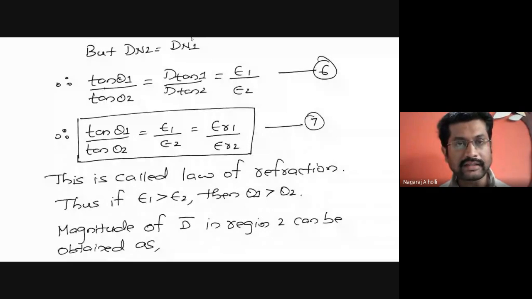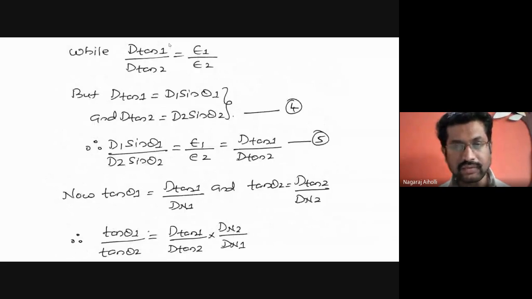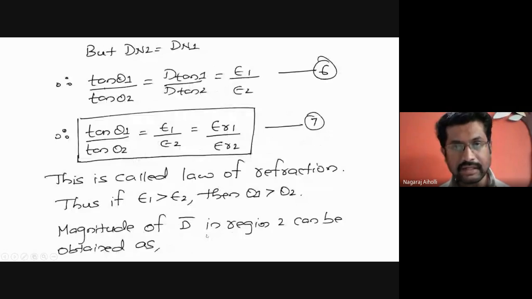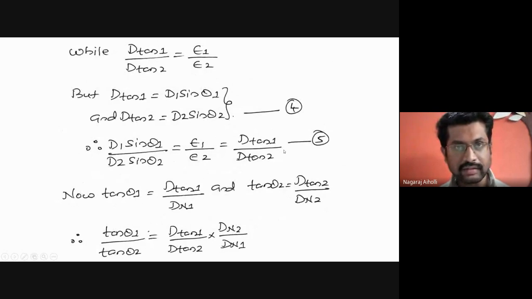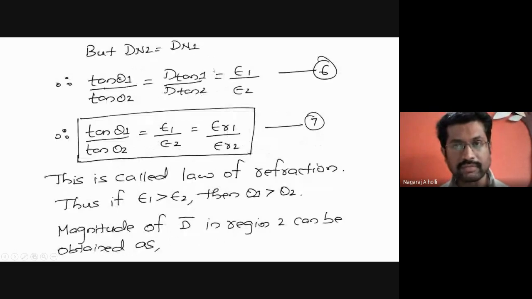Accordingly, tan theta 1 by tan theta 2 is equal to d tan 1 by d tan 2. That is equal to epsilon 1 by epsilon 2, correct? The previous one that we used here: d tan 1 by d tan 2 is equal to epsilon 1 by epsilon 2. So tan theta 1 by tan theta 2 is equal to d tan 1 by d tan 2, which is equal to epsilon 1 by epsilon 2. Then tan theta 1 by tan theta 2 is equal to epsilon 1 by epsilon 2.